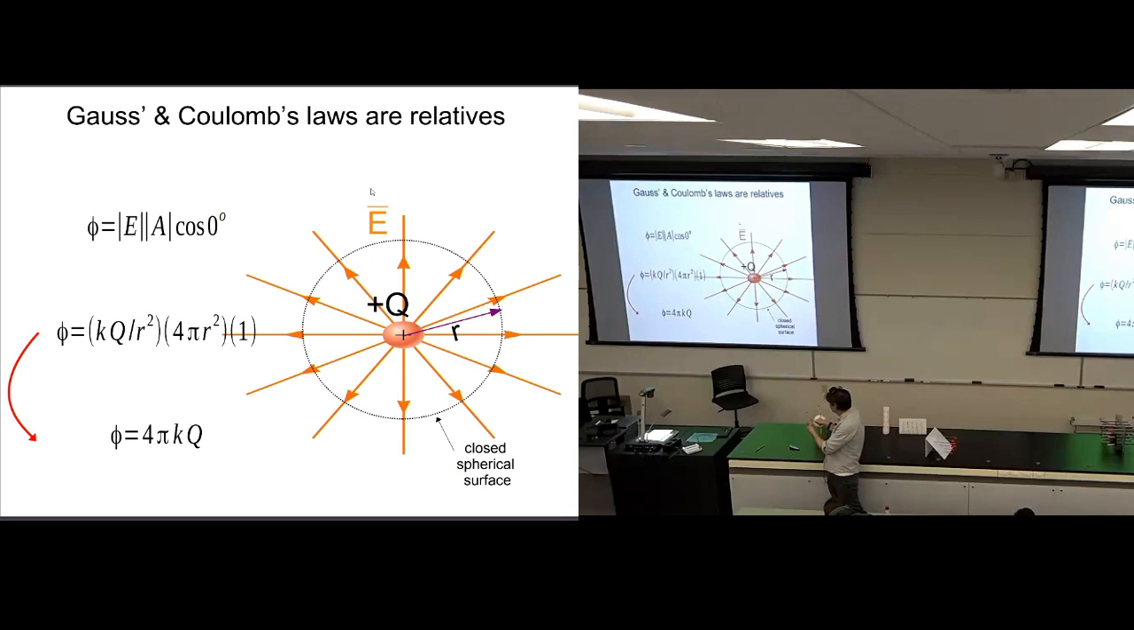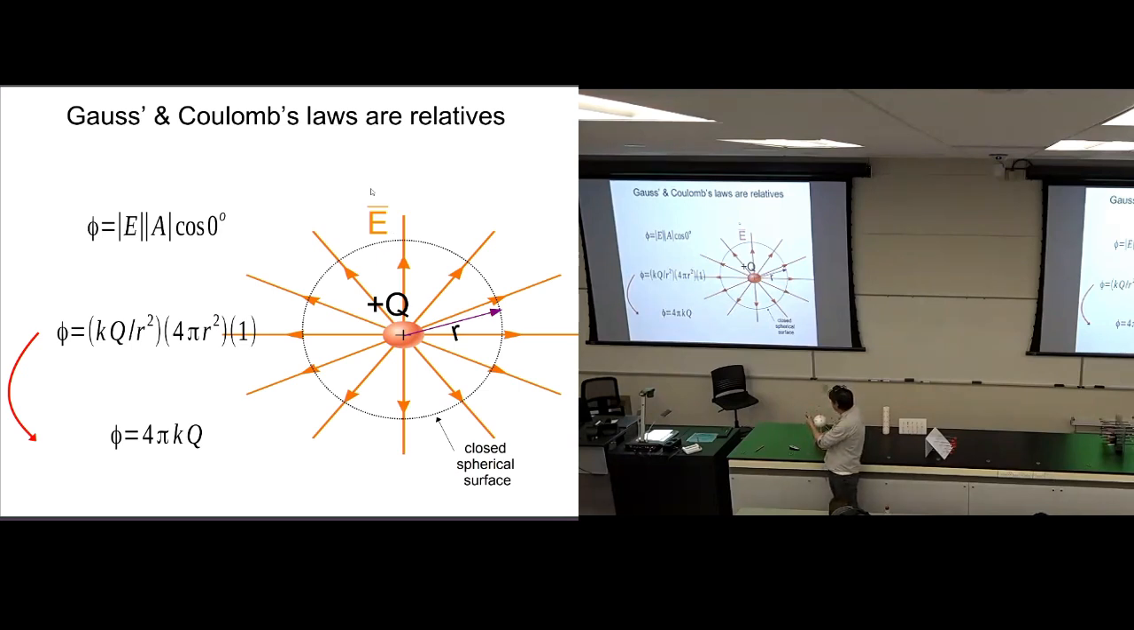In this case, the field at this location on this surface of radius r, distance r from the positive charge, is given by Coulomb's law. So this is Coulomb's law's expression for the strength of the field. I'm just plugging that in. The area in this case is the surface area of the sphere. If you remember your high school geometry, the surface area of a sphere is 4 pi r squared, where r is the radius. So I plugged in the area.